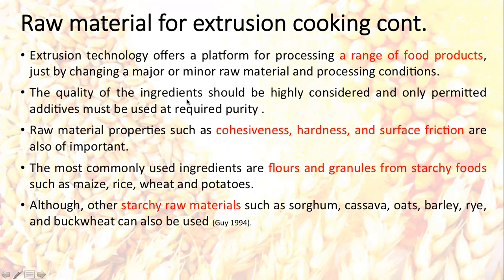So we are using major raw materials and minor raw materials for extrusion. Basically, we use flour and starch, and other than that, we can use meat or fish like other materials. And the raw material quality is very important. And as we have discussed, some pre-processing conditions have to be followed for some raw material.